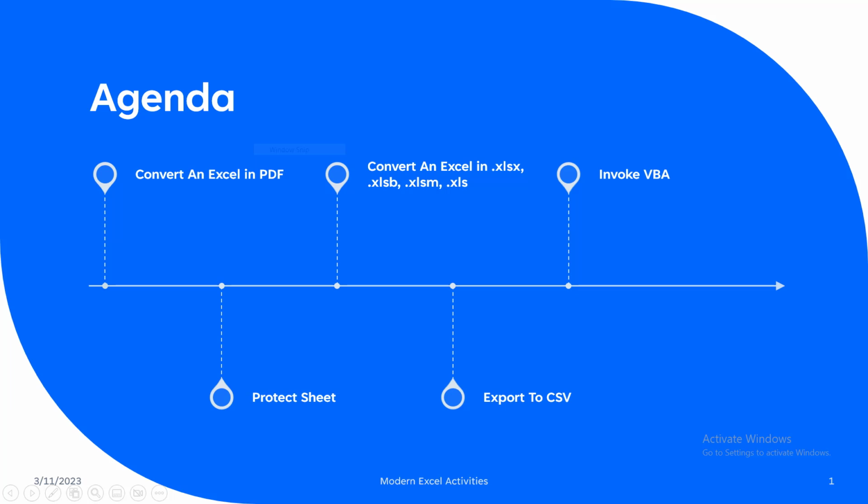Then we will see how we can convert an Excel file into different Excel formats like XLSX, XLSB, XLSM or .xls. And then we will see how we can use VBA code, and how we can protect or unprotect the Excel workbook, and then export the Excel file to CSV format. So this is our agenda for today. Let's get started without wasting any time.